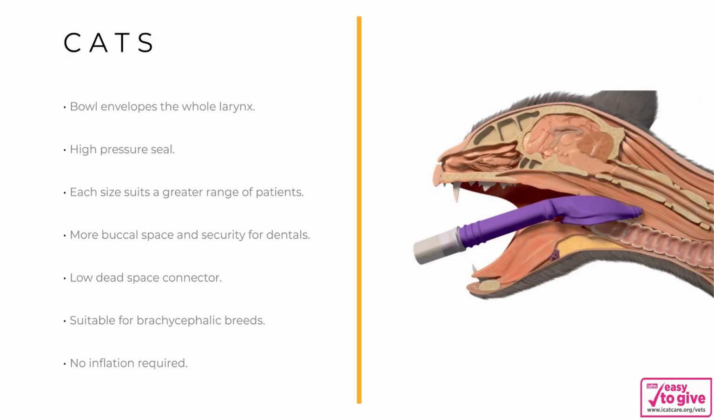The same benefits are seen in the cat version of the V-gel Advanced, with the addition of the fact that they are suitable for all breeds of cats. The original V-gel required a cuff for those breeds with a high hard palate to reduce the dead space here. In the V-gel Advanced, this is not necessary and there is no cuff required.